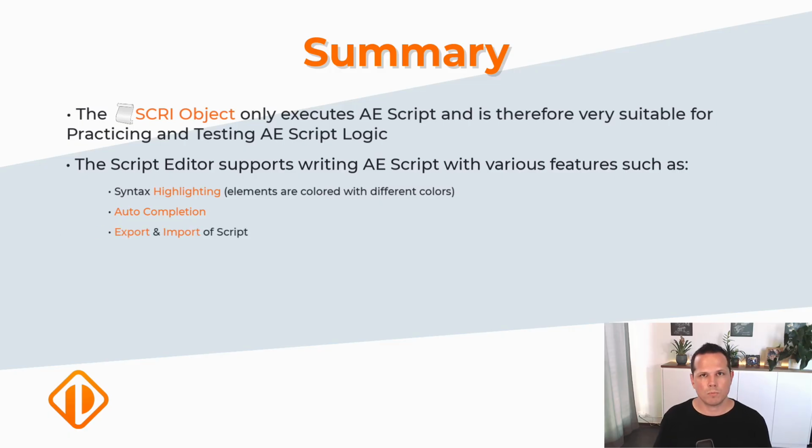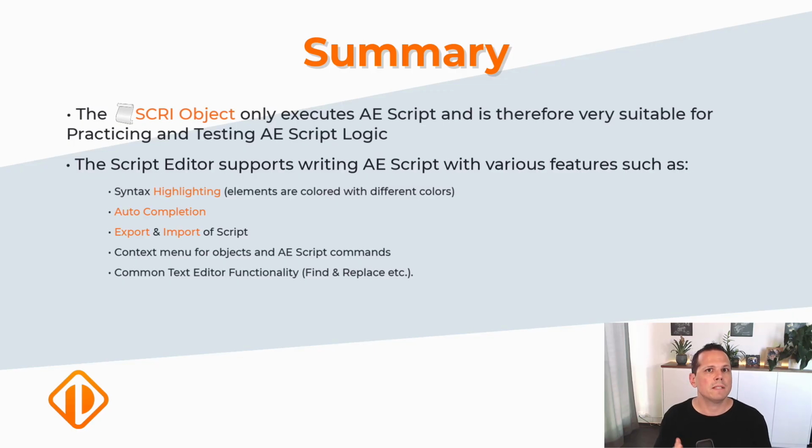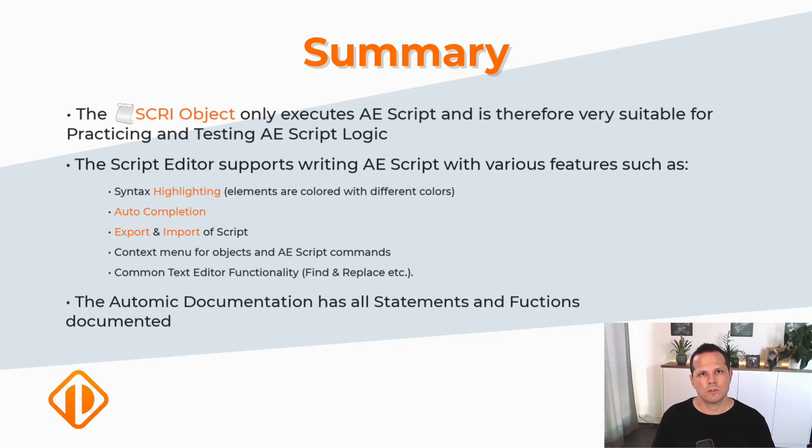Let's not forget the export and import function for scripts, context menu for objects, as well as AE script commands. In addition, you also have the common text editor functions like search, replace, or commenting, also various options for automatic code formatting, and so on. The Automic documentation has all the statements and functions documented.